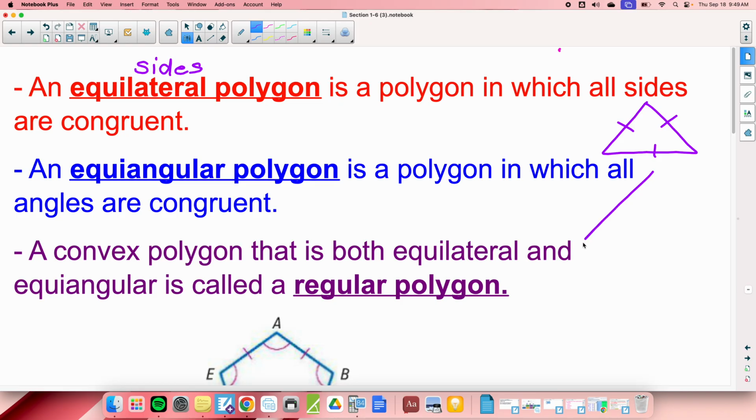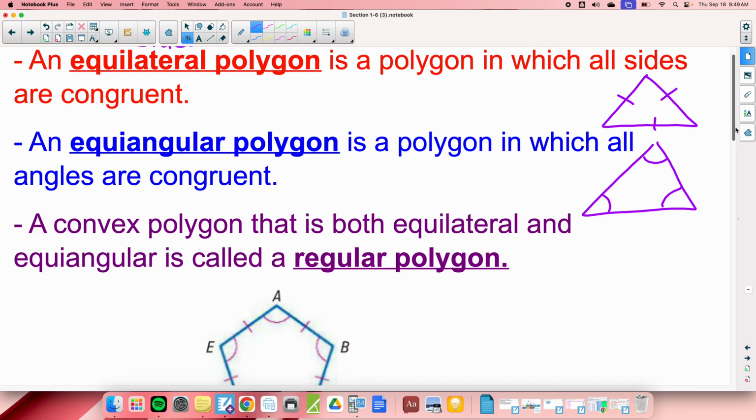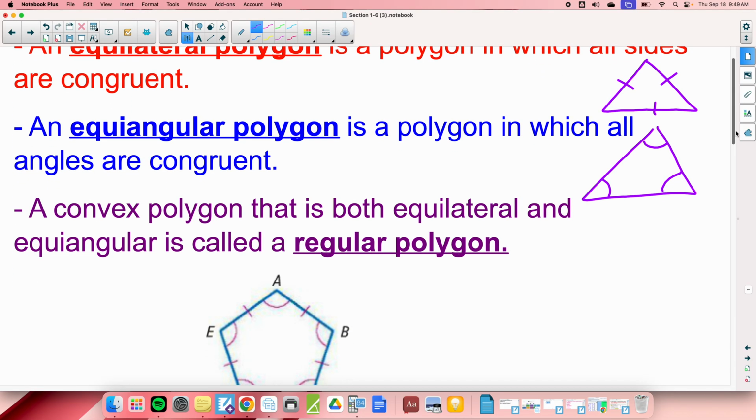Then if we go to equiangular, where angular obviously means angles, you would have all equal angles in the polygon. So that means every angle would have the same amount of arcs. Now, how our book does it is it asks you, is a figure regular or irregular?